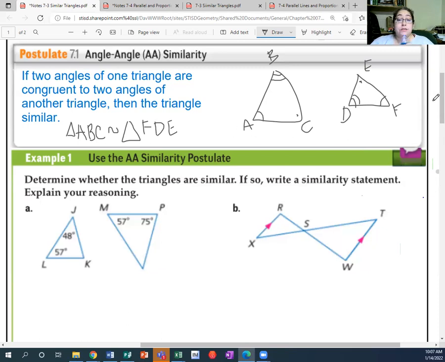All right, we're going to use this postulate 7.1 to prove whether these triangles are similar. As I look at these triangles, I notice right away that L has a measure of 57 and so does M. I also notice that one of the letters is missing.